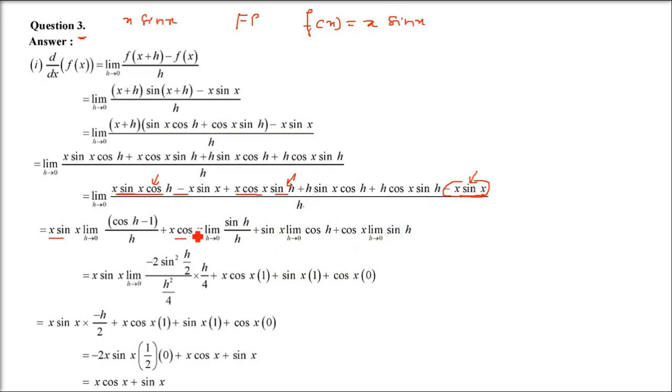Now let us start with the smaller ones. If you see here, this is sin h, so sin h is sin 0, and sin 0 is 0. So the whole term will become 0. Okay. Now this is cos h. Cos 0 is 1, so sin x will come only. Now sin h by h, limit h tends to 0, sin h by h is 1. So only x cos x will remain. So finally you will get x cos x plus sin x.